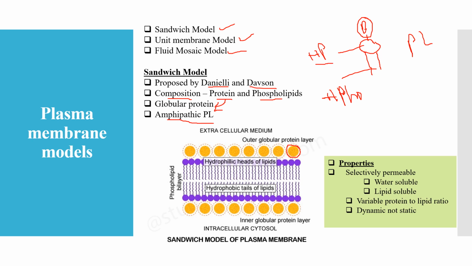So the head portion is hydrophilic, meaning water loving, and the tail portion is hydrophobic, meaning water repellent. If in one molecule both water loving and water repellent regions are present, then such a molecule is called an amphipathic molecule. So a phospholipid molecule is an amphipathic molecule.